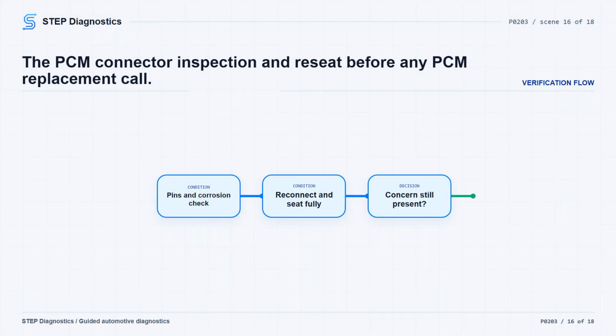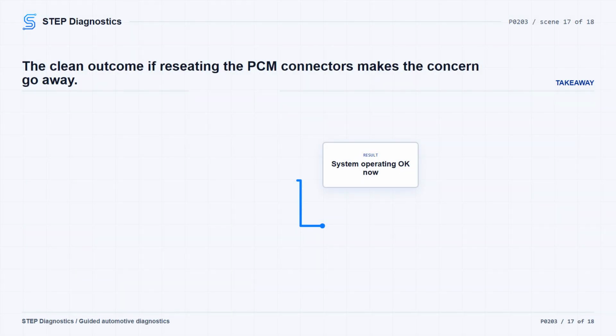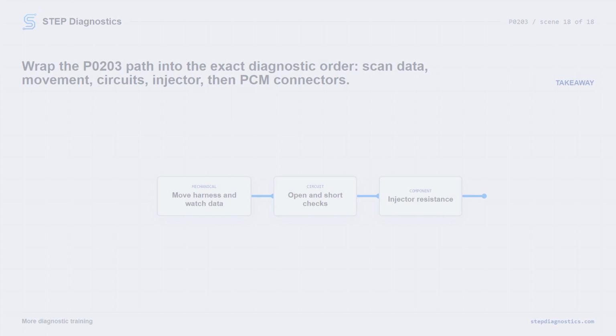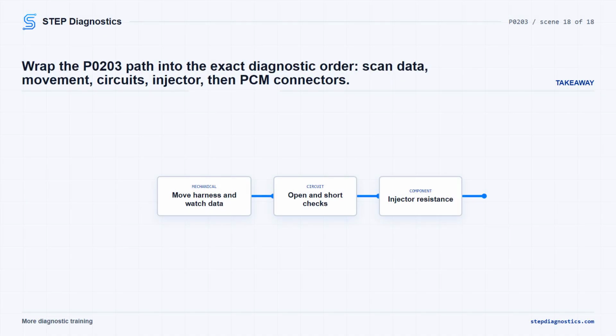Disconnect all PCM connectors and inspect them closely for pushed-out pins and corrosion. Reconnect all PCM connectors and make sure they seat correctly. Then verify whether the concern is still present. If the concern is gone, the system is operating correctly at this time, and the issue may have been a loose or corroded connector. If the concern is still present after the connector inspection and reseat, install a new powertrain control module. Keep verification separate from the circuit testing.